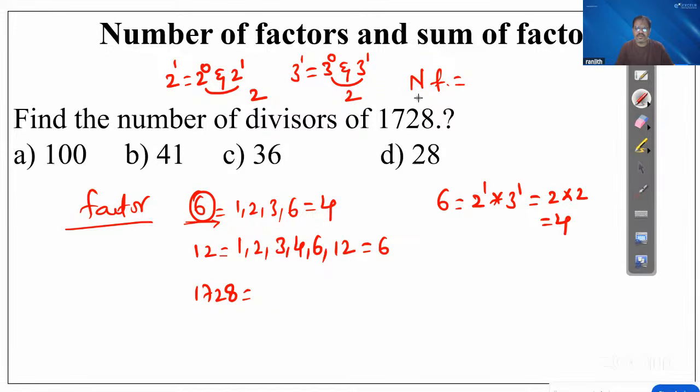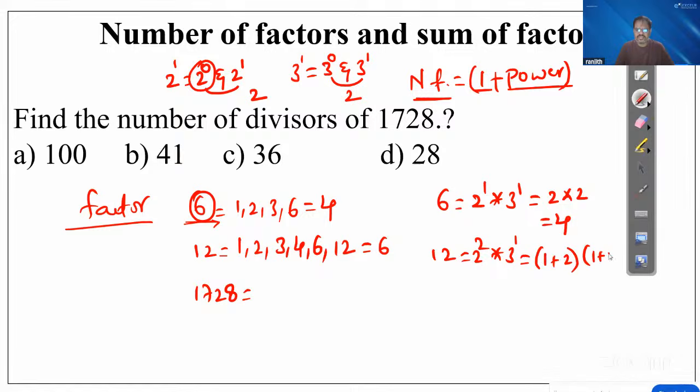Or else, the number of factors formula we can write as 1 plus power. That 1 is nothing but the 2 power 0 value, 2 power 0 equal to 1. The remaining is the power we are having, we need to write. So 12 can be written as 2 square into 3 power 1. So 1 plus 2 into 1 plus 1, 3 twos are 6.